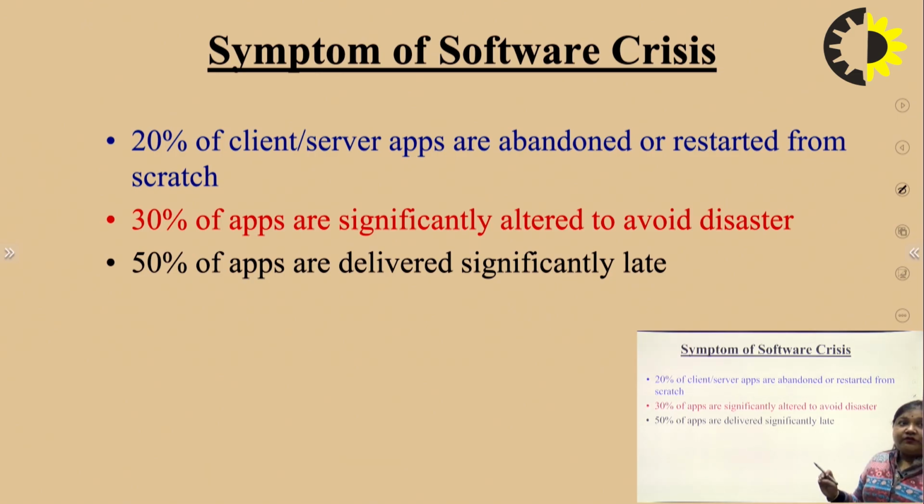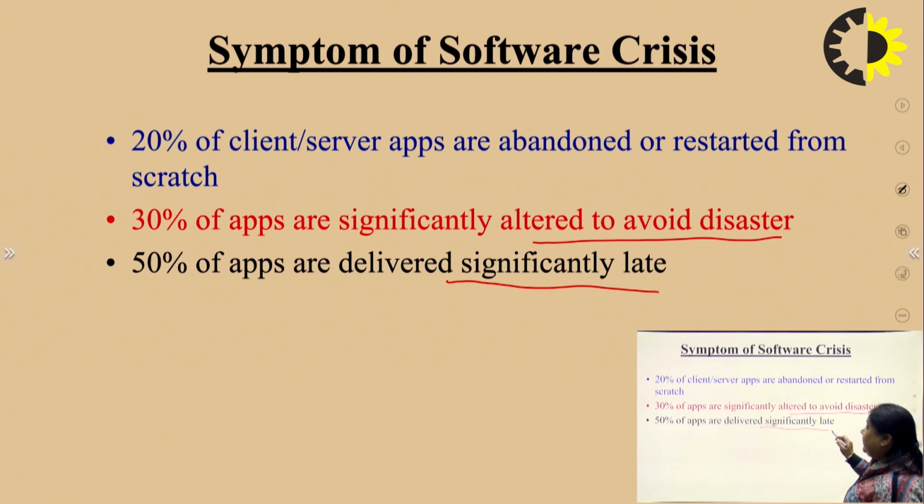Now the symptoms of software crisis are: 20% of client server apps are abandoned or restarted from scratch. This is an example of software crisis. 30% of apps are significantly altered to avoid disaster, and 50% of apps are delivered significantly late. So this may be the reason for some software crisis.